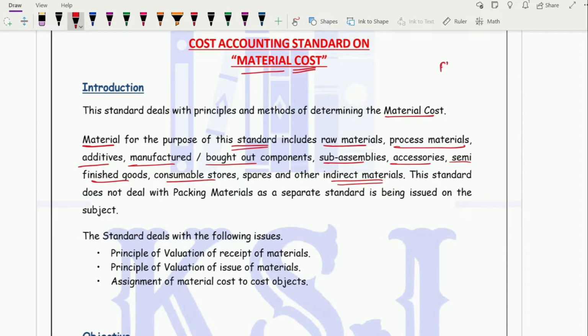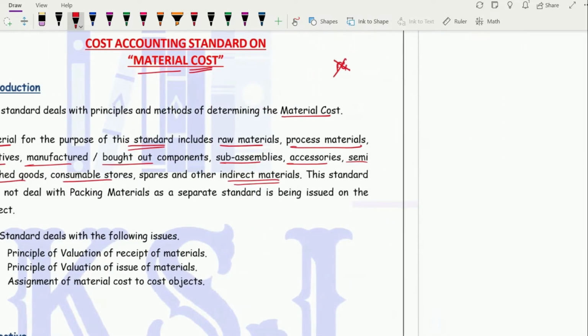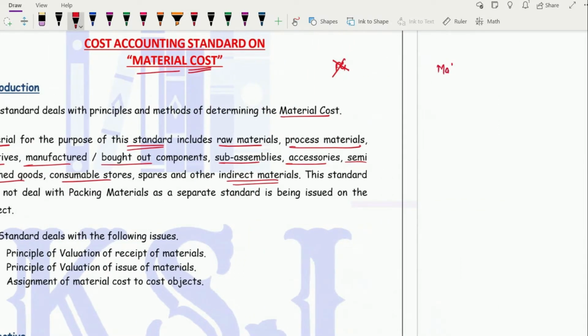Are we talking about finished goods in CAS 6? No, sir. We are talking about the raw material or any type of material on which further processing is to be done, right, to be converted into finished good. And when we are talking about material here, we are talking about both direct material and indirect material. That is, the direct material is the one which can be easily identifiable in 1 unit of the finished product, and indirect material is the one which cannot be identified in 1 unit of the finished product. So when we are talking about material cost here, we are talking about both the direct and indirect materials.